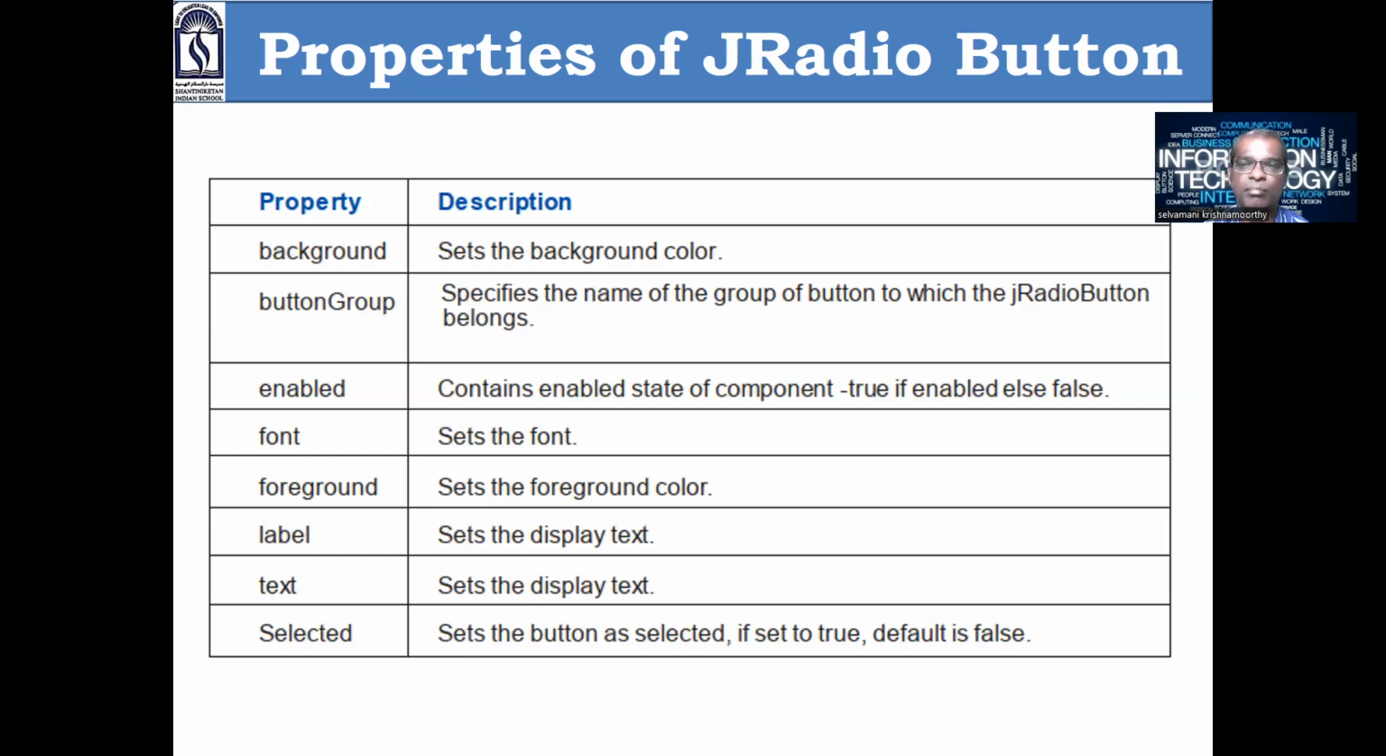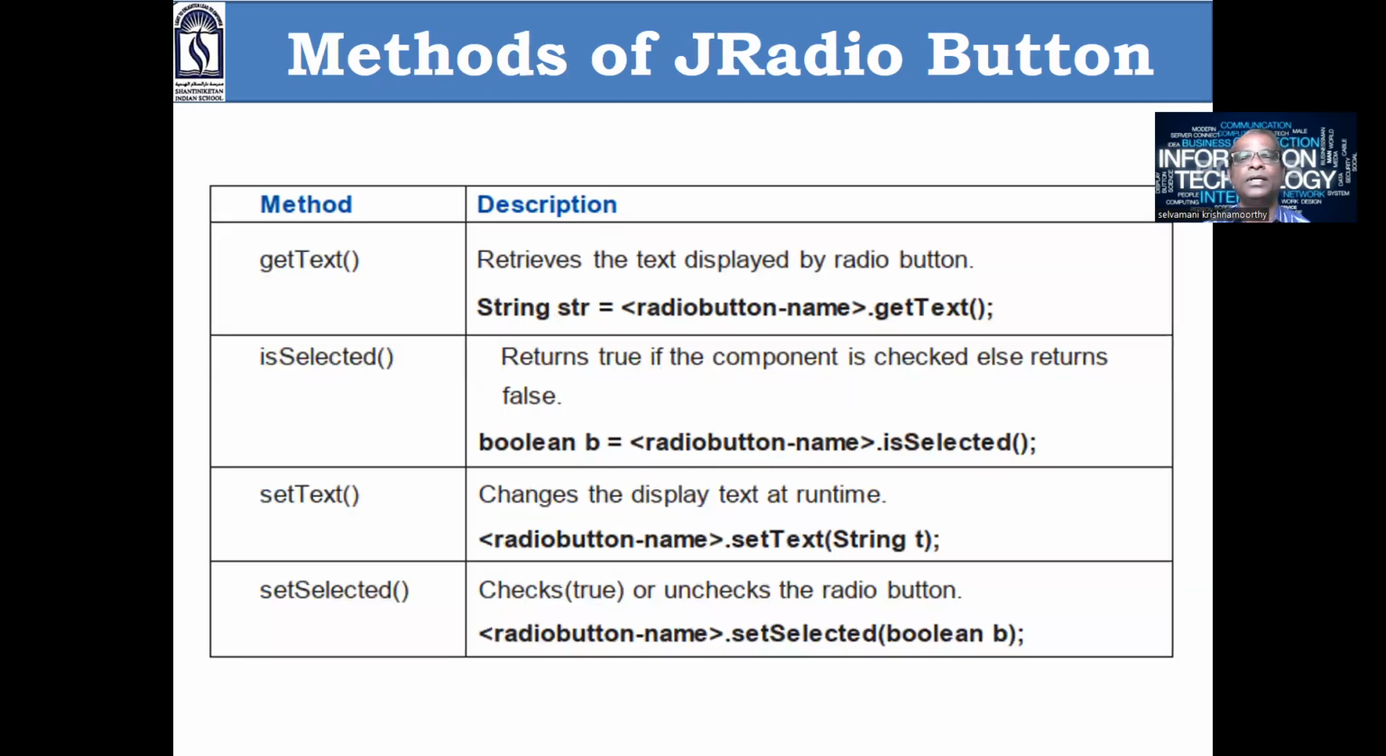Selected: it makes the radio button selected. Default will be false. By default, the button will not be selected. If selected is true, the radio button becomes selected. These are the properties of the radio button.